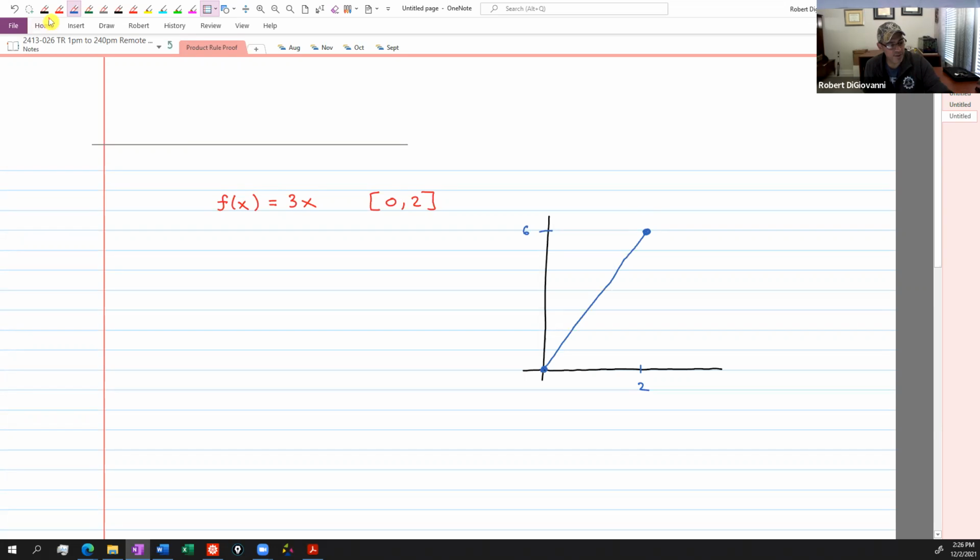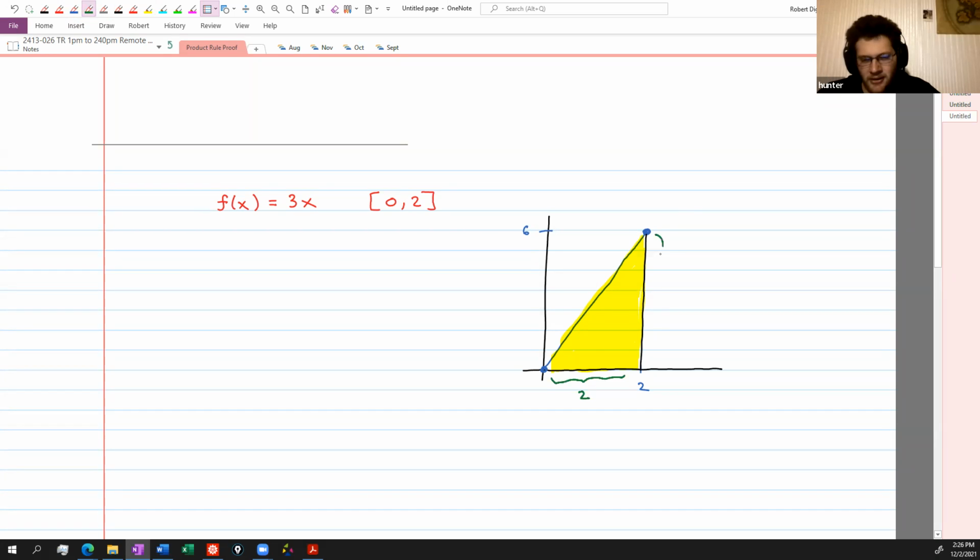I would like for you to consider if we were to just look straight down from this point to the x-axis, what would the area of this region below this graph be? Can you do it just by looking? Do you know how wide it is? It's two across and 6 tall. So you just need the area of a right triangle.